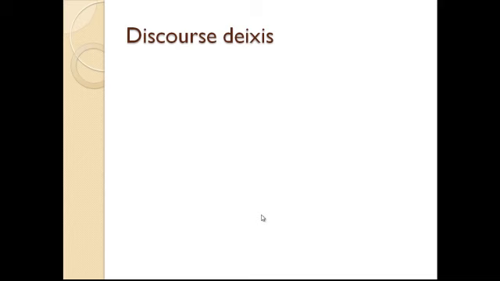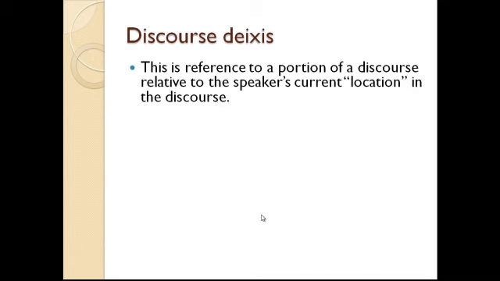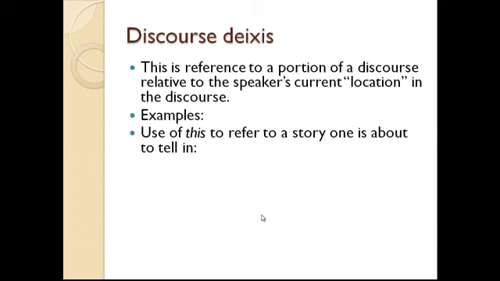Moving on to the next category of deixis, which is discourse deixis. This is reference to a portion of a discourse relative to the speaker's current location in that particular discourse. Examples to this effect would be the use of this to refer to a story one is about to tell, as in the following example: "I bet you haven't heard this story." Here, the word this has been used to make reference to a portion of a discourse relative to the speaker's current location in the discourse.